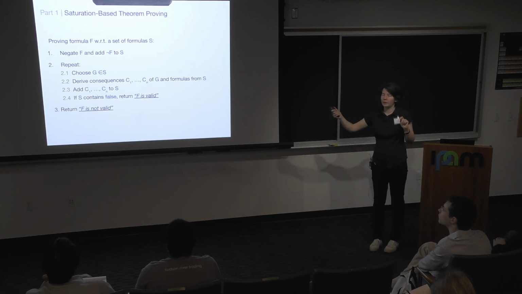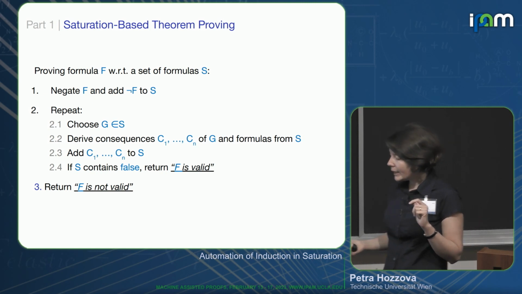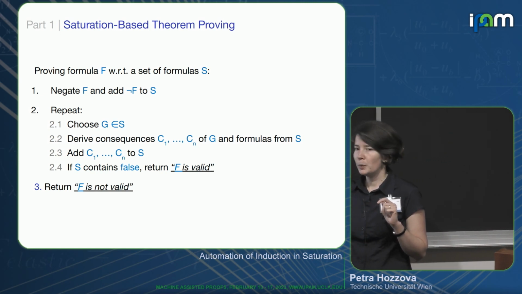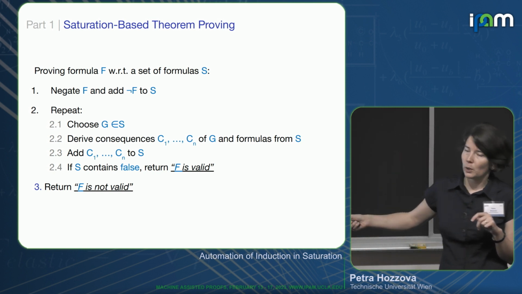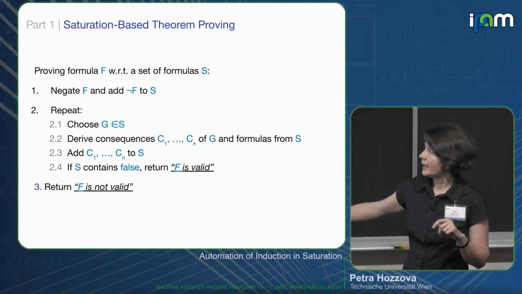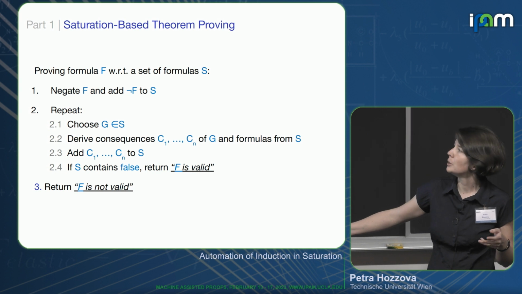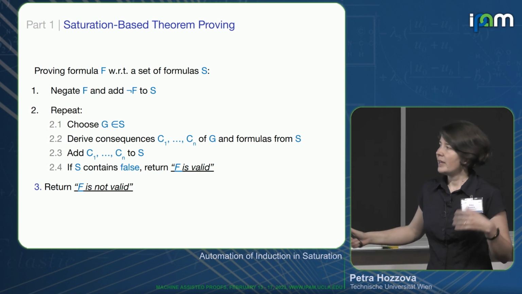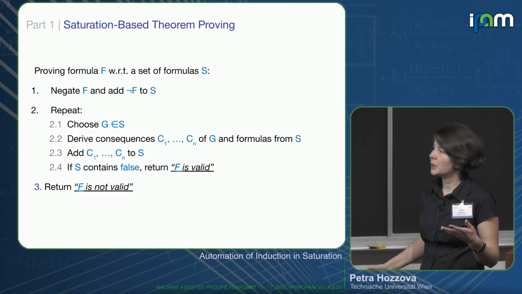So this is the saturation algorithm in its simplified form. If we want to prove a formula with respect to some set of assumptions or set of formulas S, we do it in the following way. We take the formula F, negate it, and add it to the set. From this point on, we'll call the set the saturation set or also the search space. And then iteratively, we do this process which we call saturating the set.